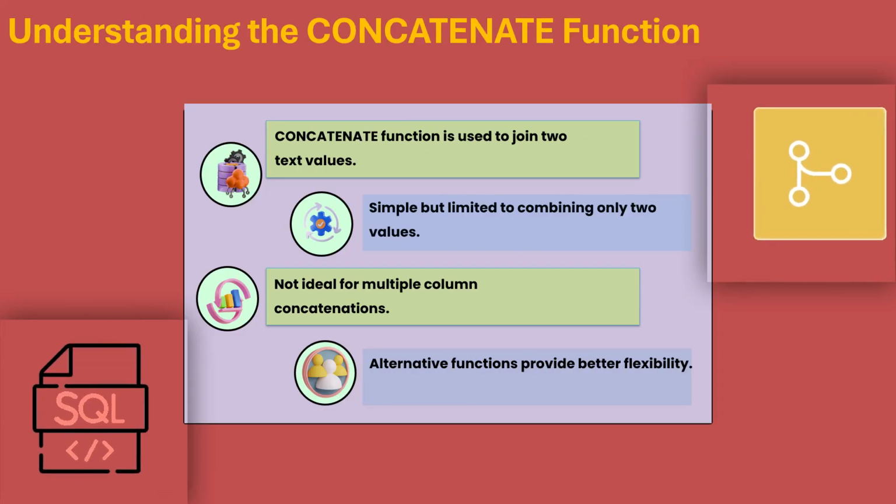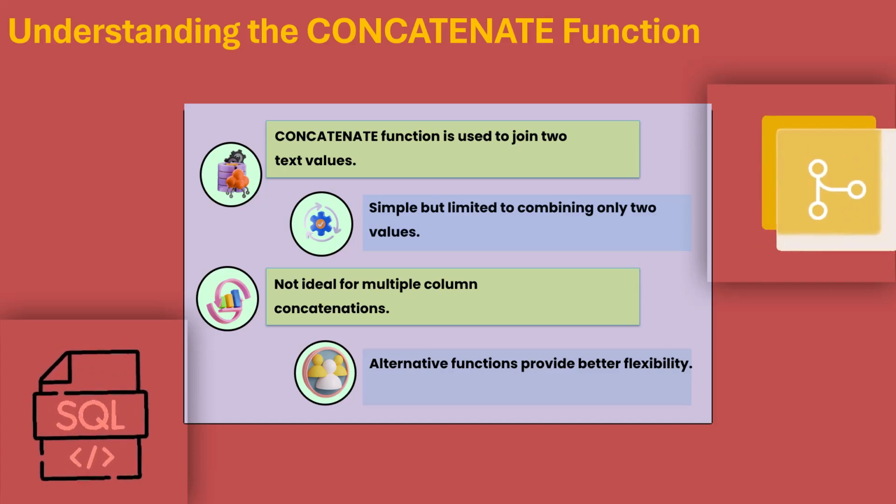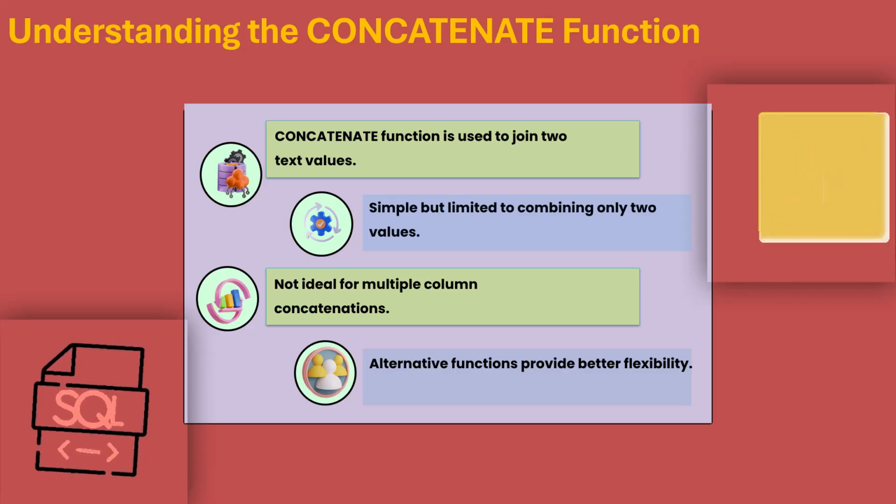Now let's talk about CONCATENATE, the old school way of joining two text values. It's simple, reliable, but let's be honest, it's a bit restrictive. It can only handle two values at a time, which feels like trying to carry groceries without a bag. For multiple columns, other functions provide better flexibility. So while CONCATENATE is useful, sometimes we need a better tool for the job.